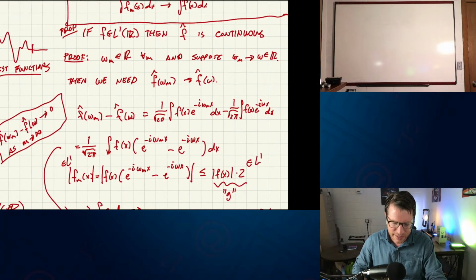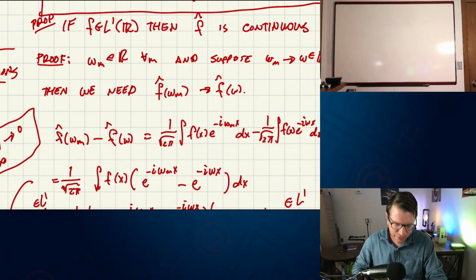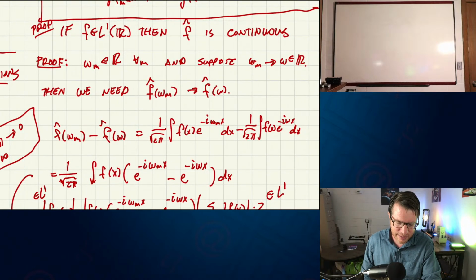So what we did here is we took f, which was inside of L1, and to show that it is continuous, we took a sequence in R, and we assumed that that sequence converged in R.